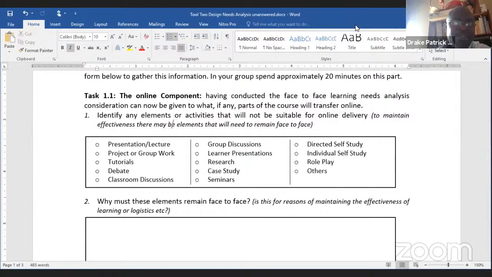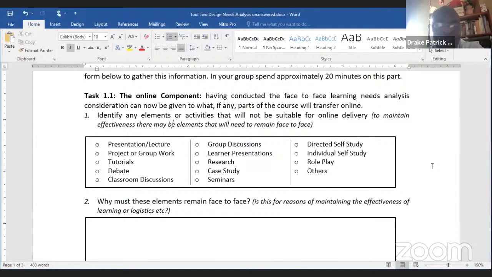Okay, so we want which content, which elements we would like to put online, and which are those we would prefer to remain offline. So that's activity number 1. For example, we had presentations, tutorials, debates, research. So which of those learning activities would you want to take online?